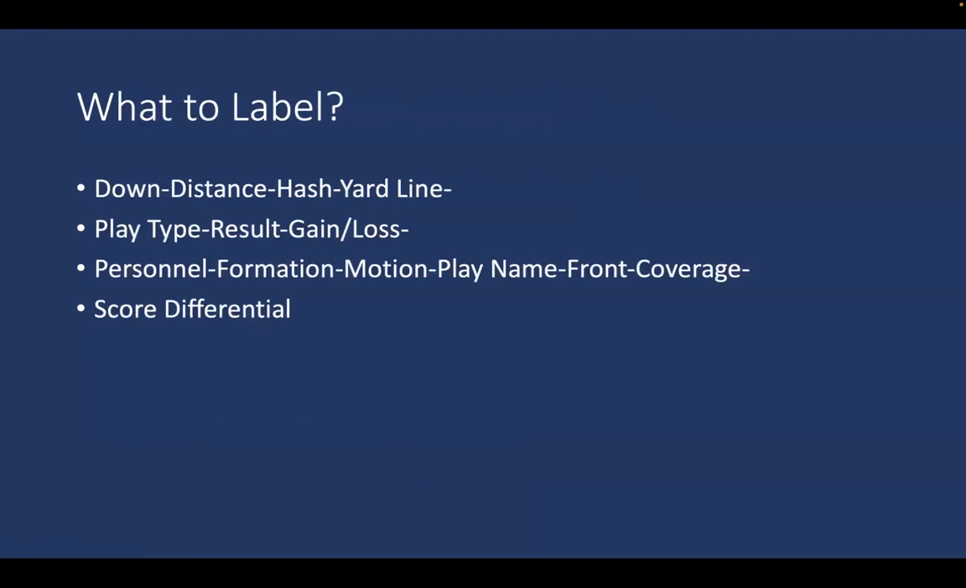So what do we label? Down, distance, hash, yard line, play type, result, gain, loss, all that has to be labeled. From there, the data that I want to be able to put with that: personnel, I want to know the personnel groups, formations, motions, play name, front, coverage.